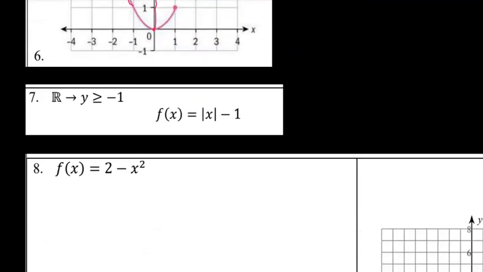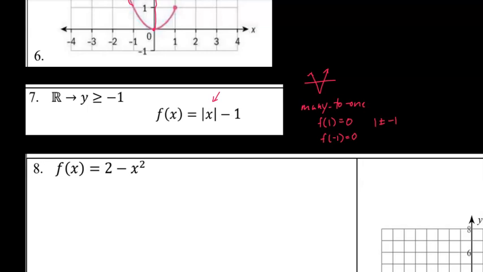Next, number 7. Okay, so is it many-to-one or one-to-one? This is an absolute value function, so it's going to look like this. If I draw a horizontal line right there, you know definitely it's not going to be a one-to-one. So this is many-to-one. And I can prove that by saying f of 1 is 0, and f of -1 is also 0. Okay, so 1 does not equal -1.